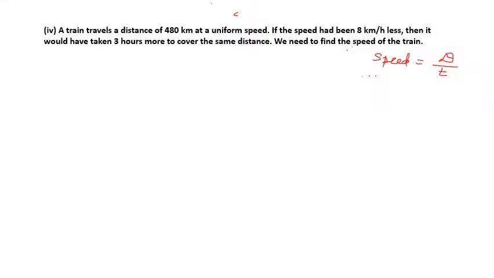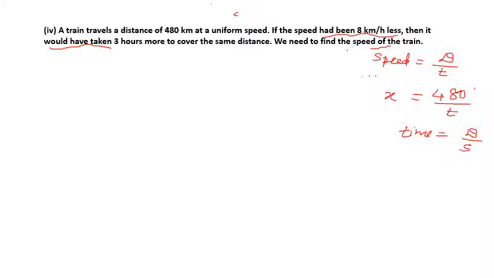Now here the distance is given as 480 kilometer. Whichever speed you travel, the distance remains the same. That is 480 kilometer. Now I'm taking the speed as x, then the time taken as t. Now in this case, if speed is equal to distance by time, then time is equal to distance by speed.